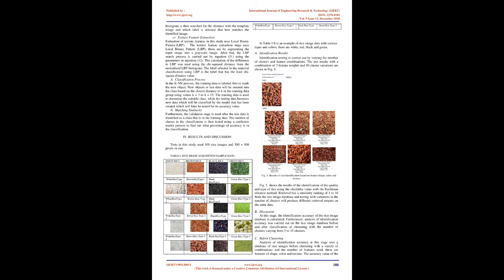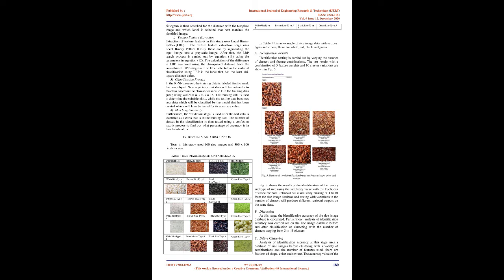In the process, first of all, convert the RGB image to the HSV image. Furthermore, for the HSV image the histogram is searched for the image, but in prediction with the HSV statistics the hue component in the HSV image is removed and replaced with a grayscale histogram from the image. The histogram is then searched for the distance with the template image, and the label that best matches the identified image is selected.